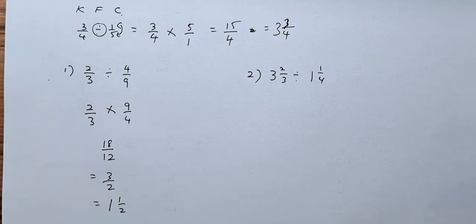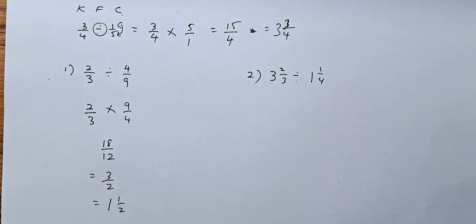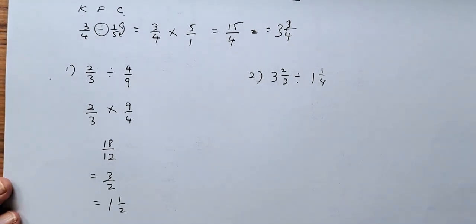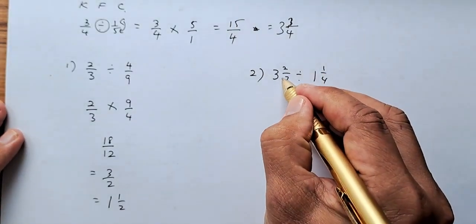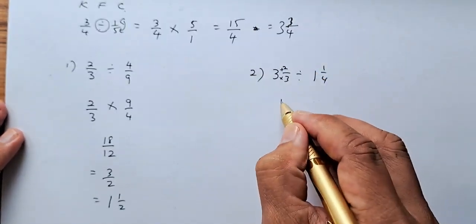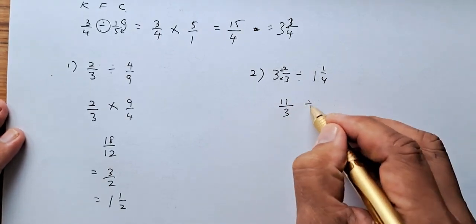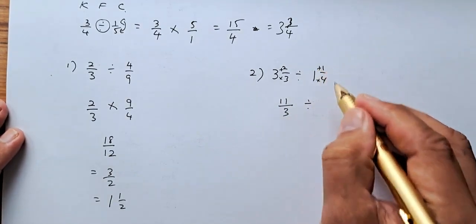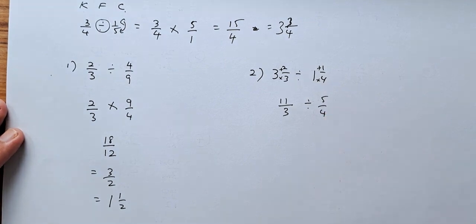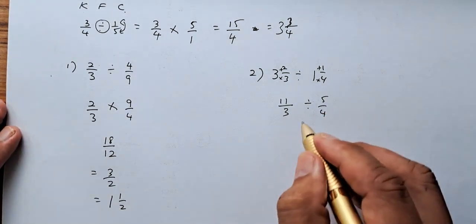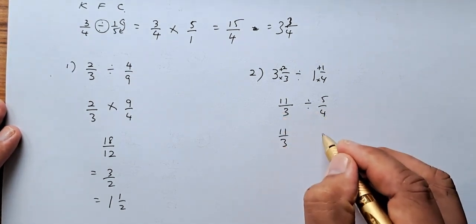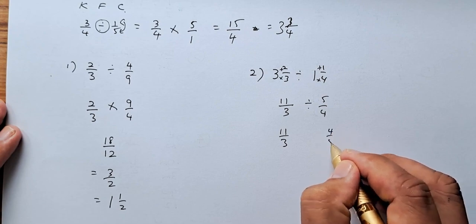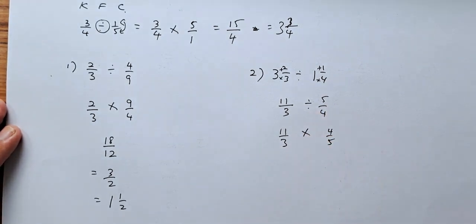Okay, great. Now we shall look at the next one. The next one is going to be 3 and 2/3 divided by 1 and 1/4. So you need to convert them to improper fractions. So 3 times 3 plus 2 is going to be 11/3, divided by 4 times 1 plus 1, which is going to be 5/4. Okay? Next step, you need to keep, flip, and change. So keep 11/3, flip, it is going to be 4/5, and you change, divide to multiply.